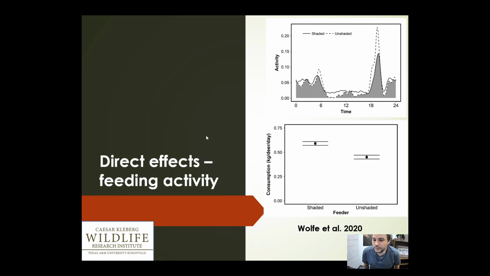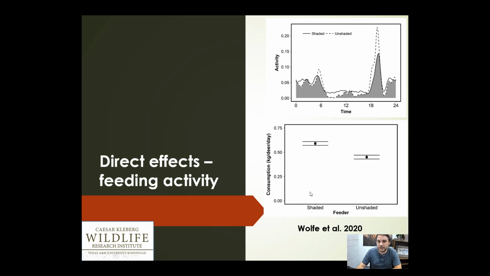Finally, there's new data that shows that direct effects of temperature can influence feeding activity. There's an experiment that shaded feeding troughs and then had unshaded feeding troughs, and what they found was that not only is the feeding activity influenced by this shade and these decreases in thermal conditions underneath the shaded feeding troughs. This is shown by this black line where you can see during the hottest period of the day there's more activity, feeding activity, compared to the dashed line, which was unshaded feeding troughs.